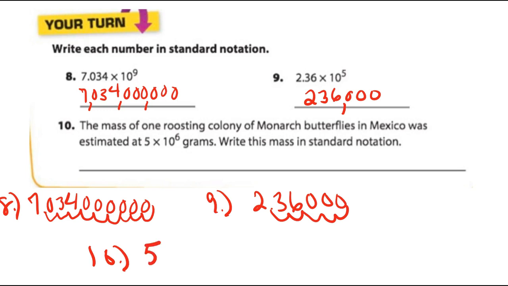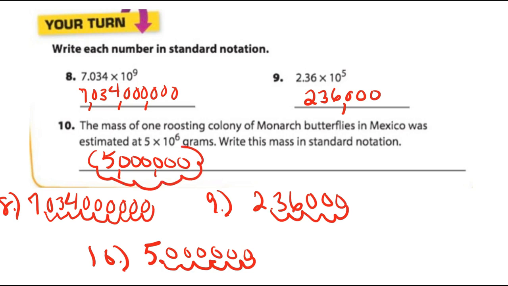The only tricky part about this one is remember that if there's no decimal point, the decimal point always goes out in front of the number. So I start there and I move it 6 places. 1, 2, 3, 4, 5, 6. It's just a 5 with 6 zeros afterwards. Okay, 5 million. So it's pretty easy to take them from scientific notation and to write them in standard notation.